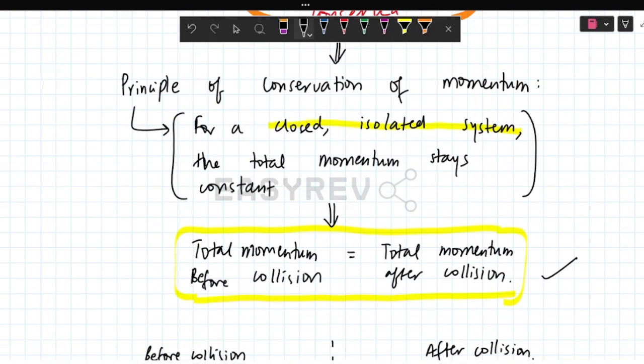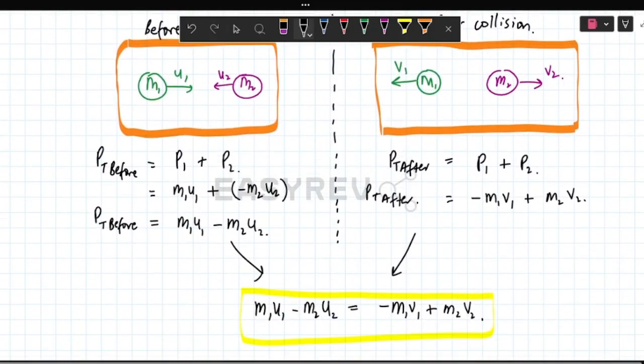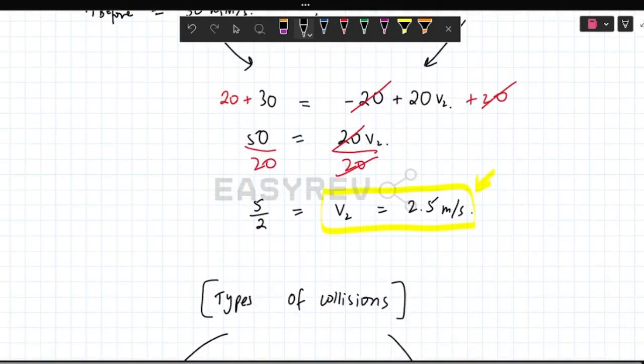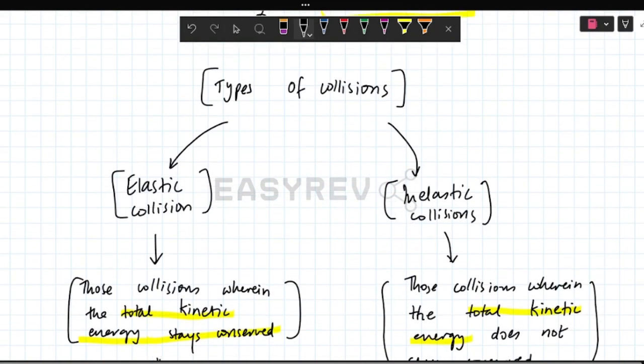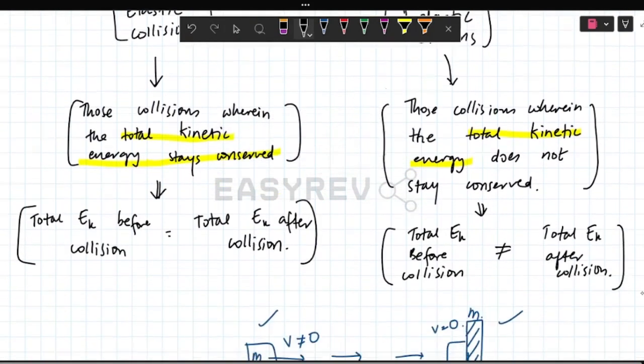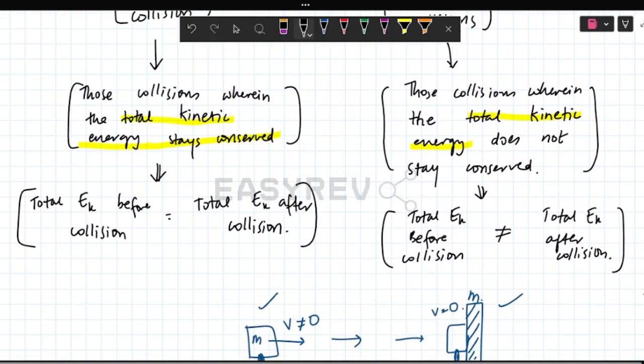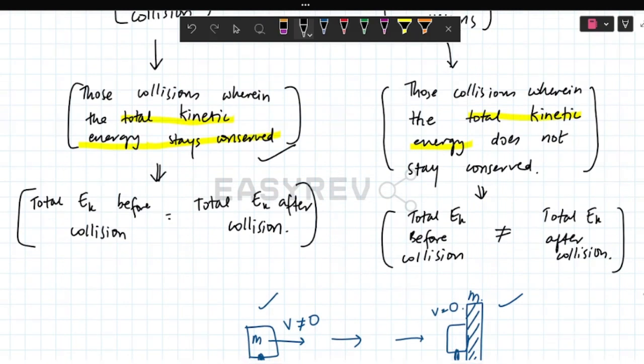That is basically comprised within what we call the principle of conservation of momentum, where we state that for a closed, isolated system, the total momentum must stay constant. And then we showed how we can apply that principle to different scenarios, one of which was two balls approaching each other before collision and then moving away from each other. We solved one question numerically. And then we described two types of collisions: elastic collisions, where the total kinetic energy stays conserved, while for inelastic collisions, the total kinetic energy does not stay conserved.